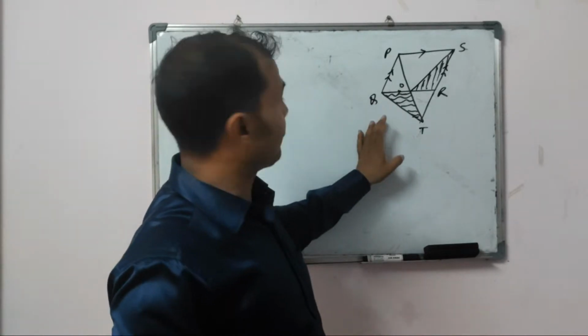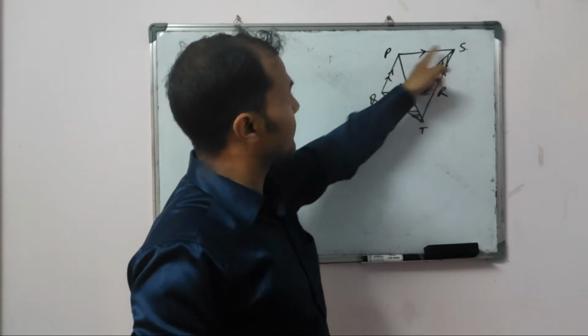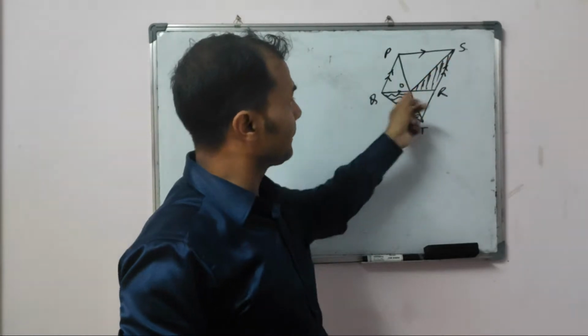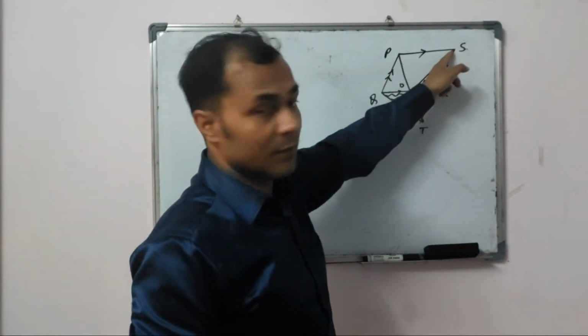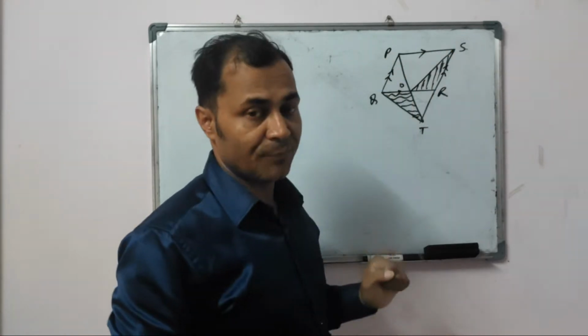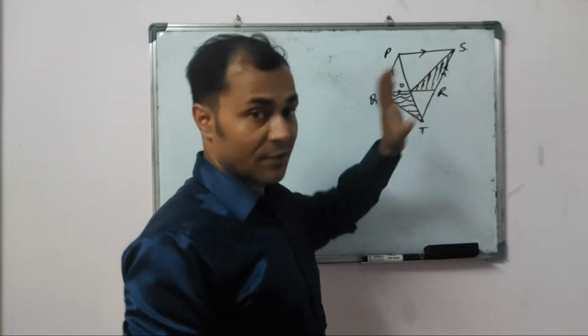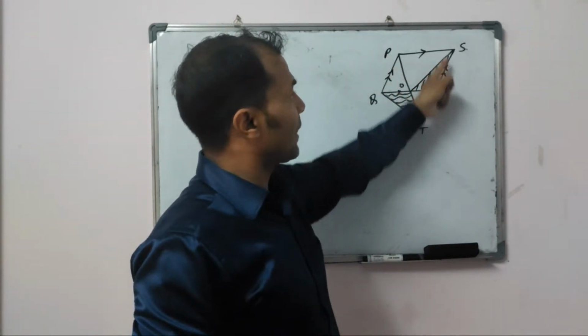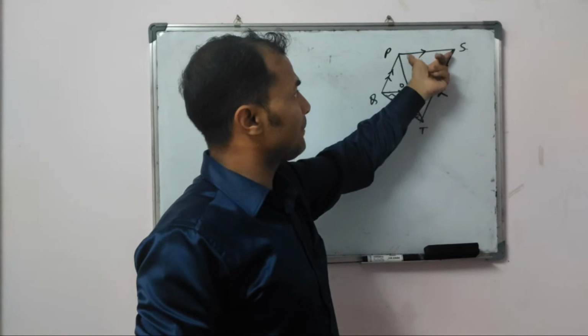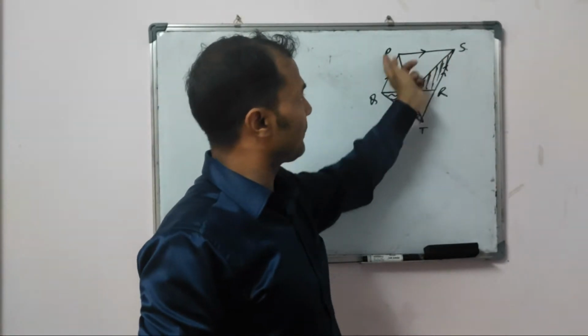See again, just like before, this triangle is half of this parallelogram. Why? Because both of them stand on the same base PS. This parallelogram and this triangle stand on the same base. So this triangle will be half of this parallelogram.